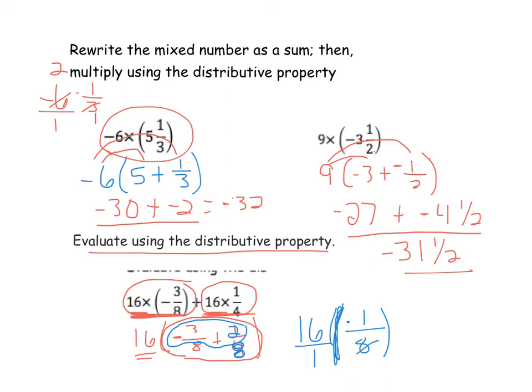8 goes into 8 once. It goes into 16 twice. So now I have 2 times -1, which is a -2. So I went from something that looked very, very complicated to something that was quite simple.